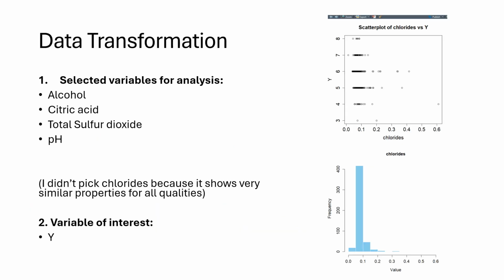Next slide. In transforming the data, I selected the variables for analysis: alcohol, citric acid, the total sulfur dioxide, and pH. However, I didn't pick the chloride because it shows very similar properties for all the qualities. Then the variable of interest here, which is the y. Next slide.